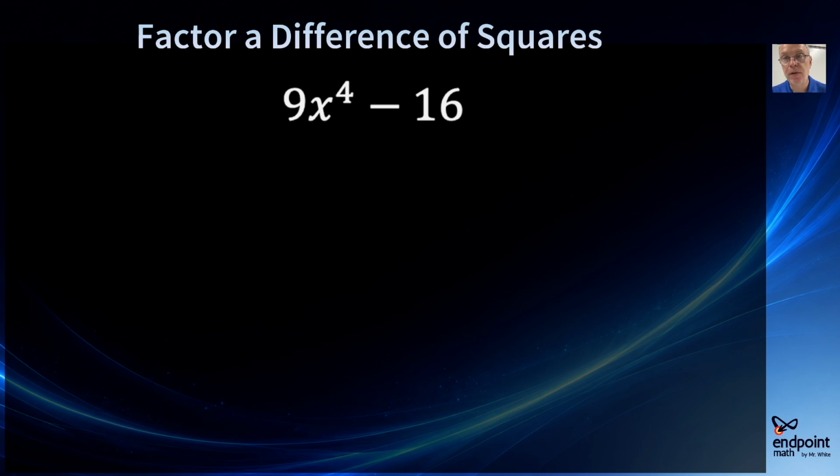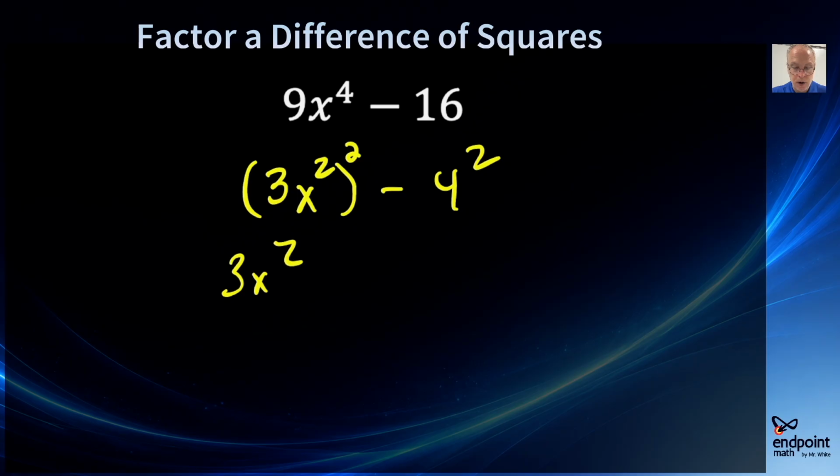9x to the 4th minus 16. All right, so ask yourself, do we have a minus sign? Do we have two terms? Yes and yes. Is this first part something being squared? Is it something times itself? 3 squared is 9, and x squared squared is the 4th power. So yes, 3x squared, squared, minus 4 squared. So it's 3x squared plus 4 and 3x squared minus 4.